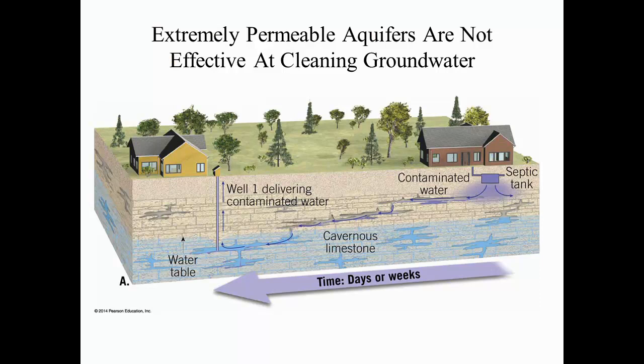Here, for an example, is an aquifer composed of a cavernous limestone. And this is an extremely permeable aquifer, which is not effective at cleaning groundwater. Here, towards the right, for example, we see a leaky septic tank and contaminated groundwater flowing towards the left, where we have a well, in turn delivering contaminated water. Notice the time it takes for the water to flow from the septic tank to the well. It's just a matter of days or weeks because of the very cavernous nature of this bedrock.